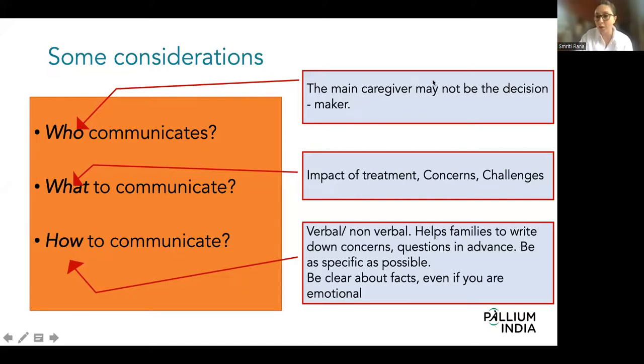What are we going to communicate with the family? We talk about the impact of treatment, we talk about concerns, we talk about challenges, there are all kinds of things we talk about. And like I said, we even talk about goals of care, eliciting other sorts of concerns and so on. And finally, how to communicate. There are verbal ways to communicate, there are non-verbal ways to communicate.